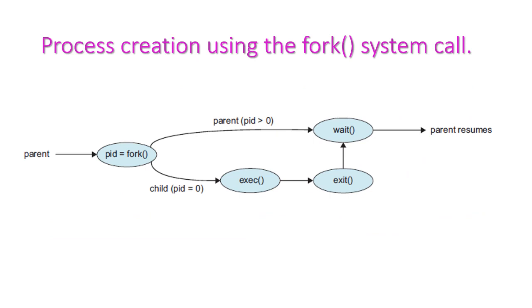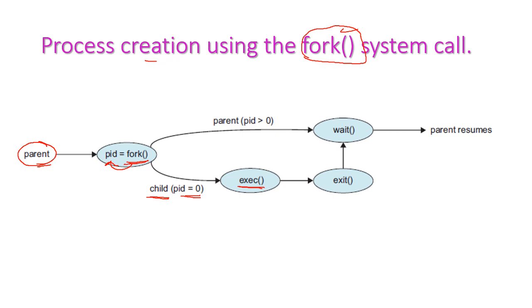Next, let us see how a process is created by using the fork system call. Here, this is our parent process. It creates a child by using the fork system call. The fork gives an integer value, that is the PID, process ID. If we use fork, the child process will be an exact copy of the parent process. If PID equals 0, then this is the child process. Again, we need to give another process to the child.